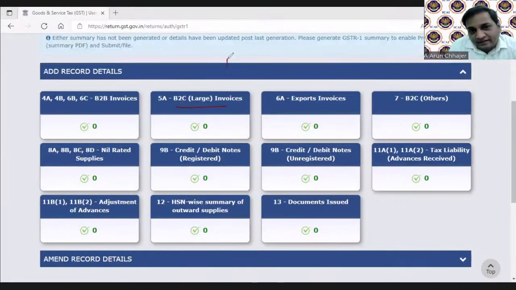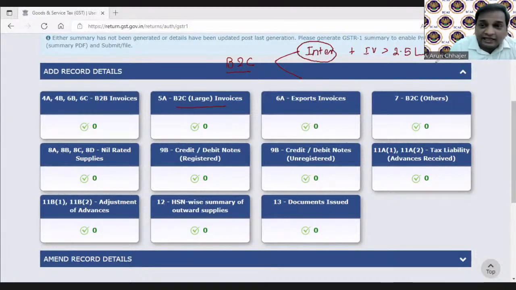Now B2C means I am registered, but suppose my recipient is not registered. That is a B2C transaction. It is divided in two parts. If the supply is interstate, it means from one state to another state, and invoice value greater than 2.5 lakh. Point to be noted that supply is interstate, invoice value is greater than 2.5 lakh, then they need the information invoice wise.